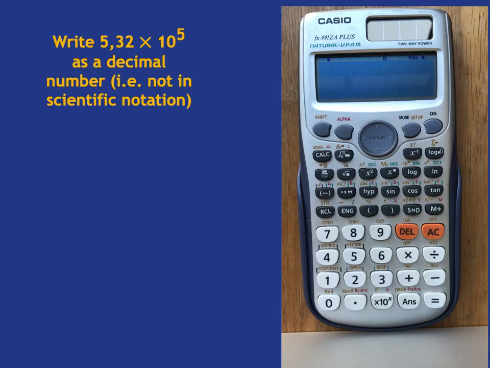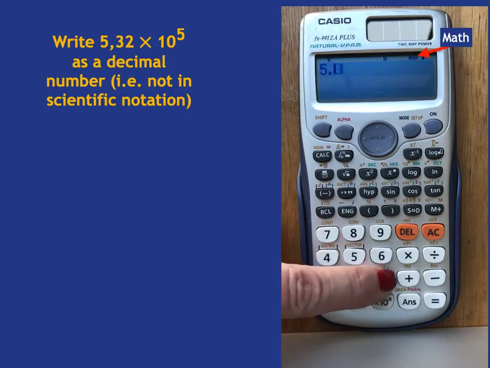If we're asked to write 5,32 times 10 to the 5 as a decimal number, i.e. not in scientific notation, this is how we're going to do it using our calculator. The first thing you need to do is just make sure that you're in the correct mode. So it should just, in that little place there, say math, nothing else. Okay, then it's simple.